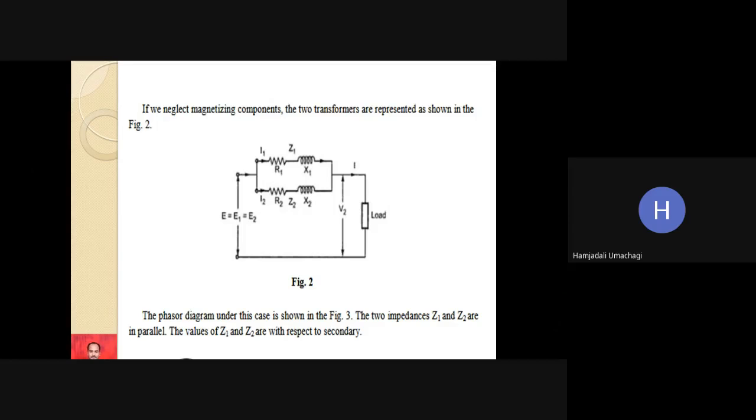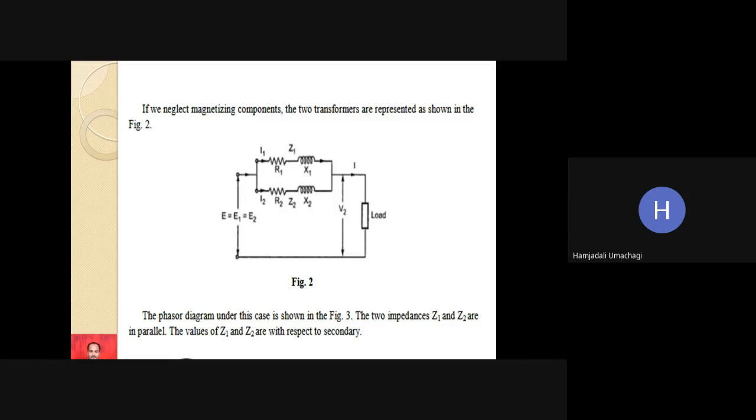So R1 and X1 are the resistance and reactance of the first transformer, R2 and X2 are the resistance and reactance of the second transformer, which are connected in parallel. Then you have to draw this circuit diagram. I is the total load current. I is equal to I1 plus I2, because at this point it will be I1 and from this point it will be I2. So if you apply KCL, then I is equal to I1 plus I2. The phasor diagram under this condition is shown in figure 3. In the next slide, we will see the phasor diagram.